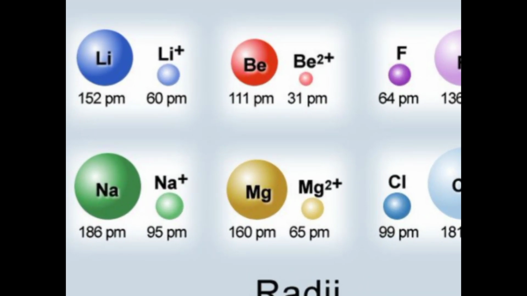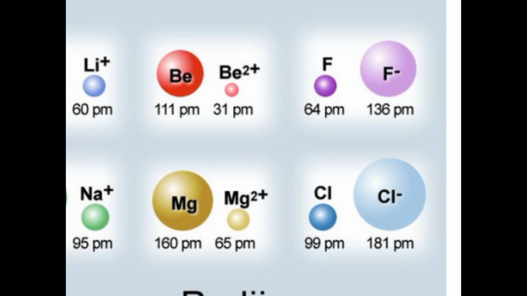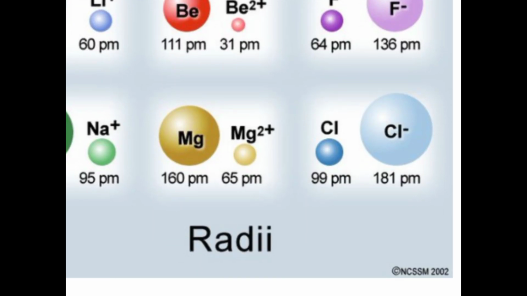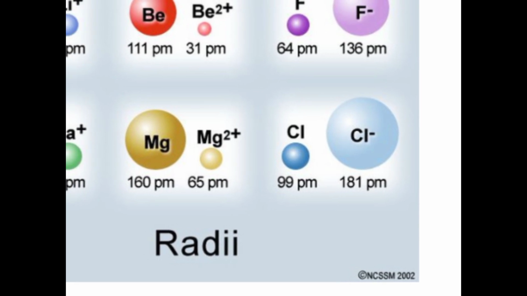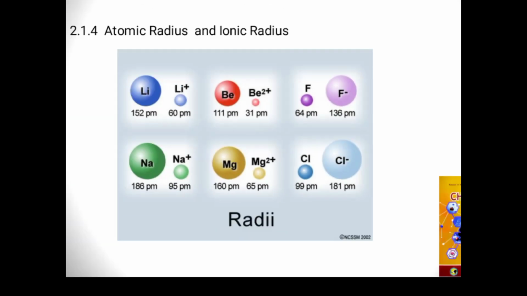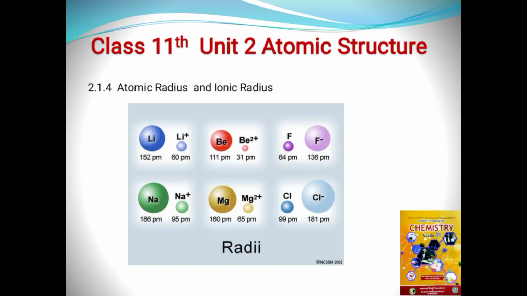Here is another comparison. For example, the lithium atom has 152 picometers size while the lithium ion has only 60. The beryllium atom has 111 and beryllium plus 2 has only 31. Similarly, sodium has 186, sodium ion has 95, and the magnesium atom has 160 picometers while magnesium plus 2 has 65 picometers. This is about the cationic radii.